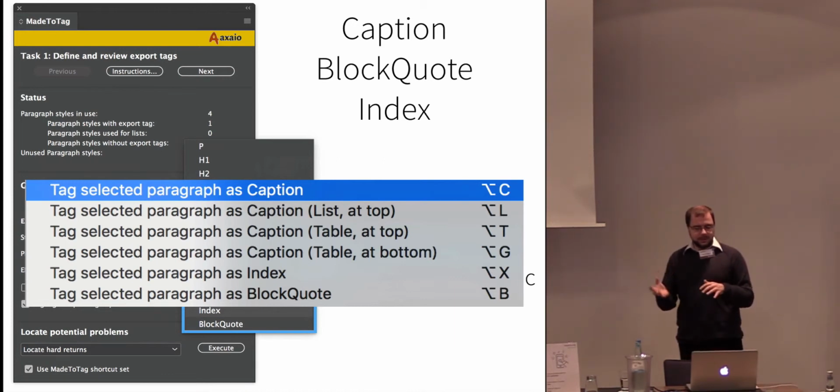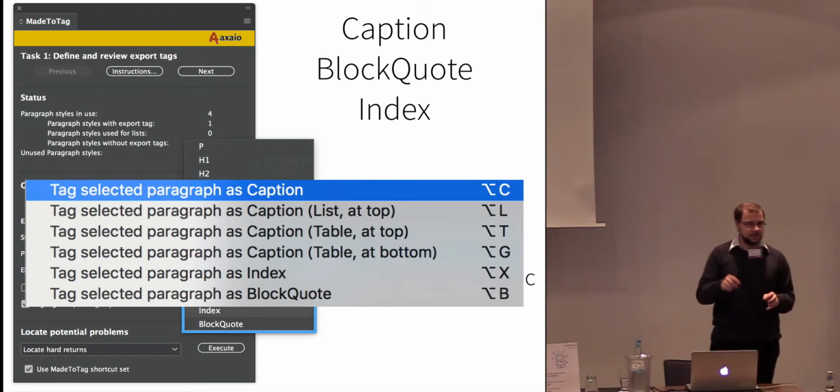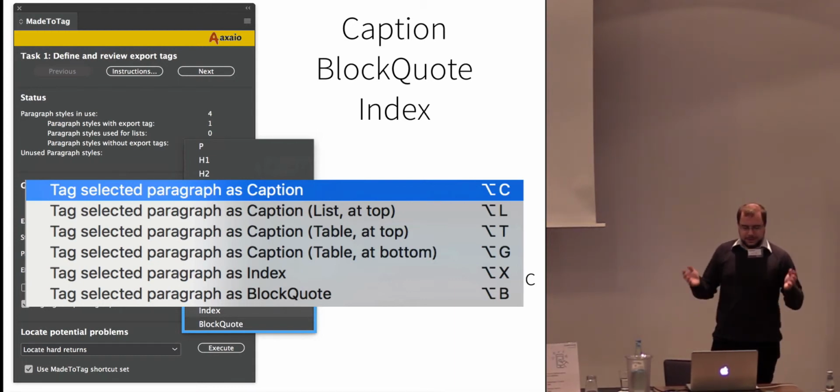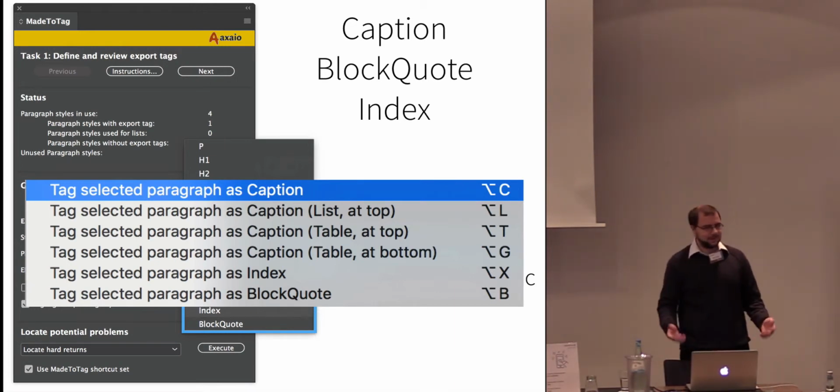So setting as caption would be, instead of hitting the Alt key and 7, the Alt key and C, for example. So it's just in the workflow. You can just use it. You don't need to really learn something new.